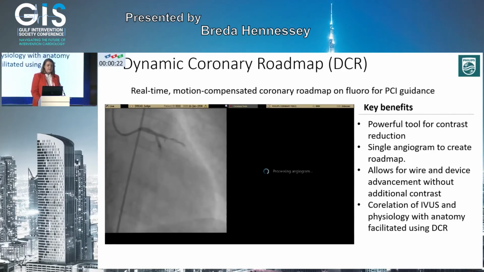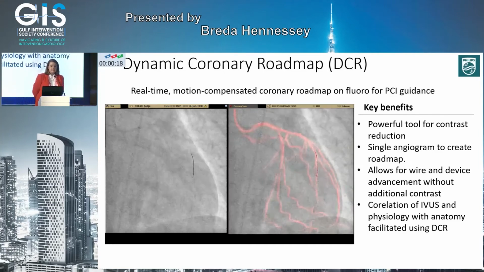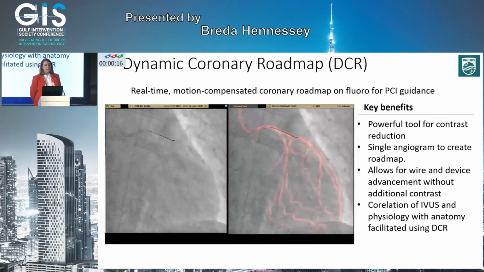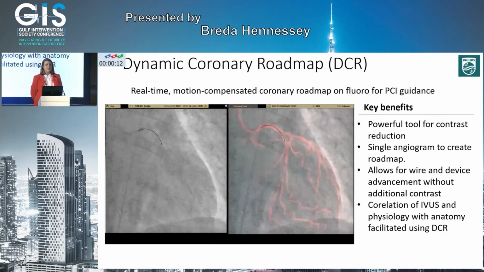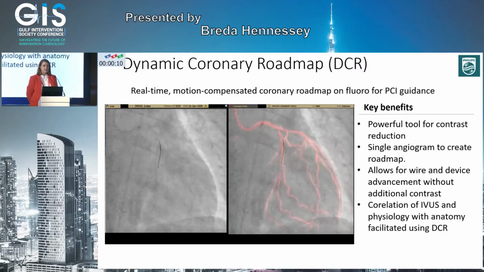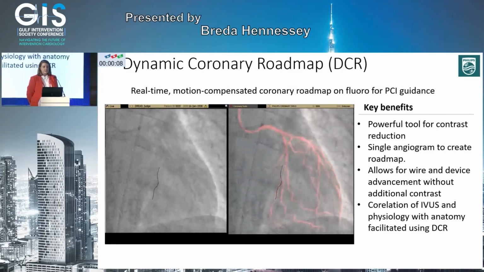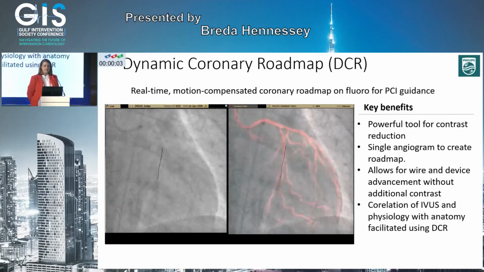And just finally, I want to touch on dynamic coronary road mapping, because unfortunately for this case, it wasn't available on the day. But this is a very nice piece of technology. It's a very powerful tool which allows you to have real-time motion-compensated coronary road mapping on fluoro for the guidance of PCI. It's created by doing one angiogram, and you have this roadmap to then work with, and you can advance most of your balloons and stents over that. Thank you very much for your attention.